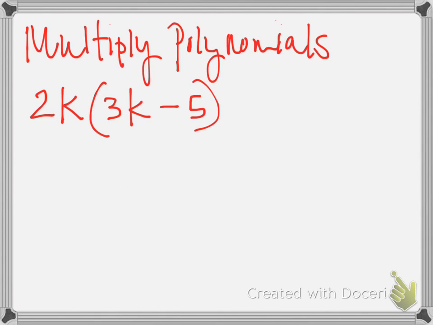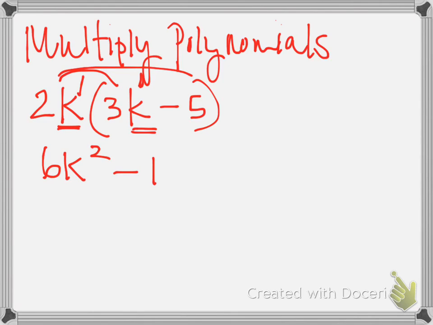Alright, this is multiplying polynomials. To multiply polynomials, you do the distributive property. So I do 2 times 3 and get 6. But when I multiply these k's, I add their exponents, a 1 and a 1, and I get k squared. Then when I multiply 2k times negative 5, I get negative 10k. That's the answer.